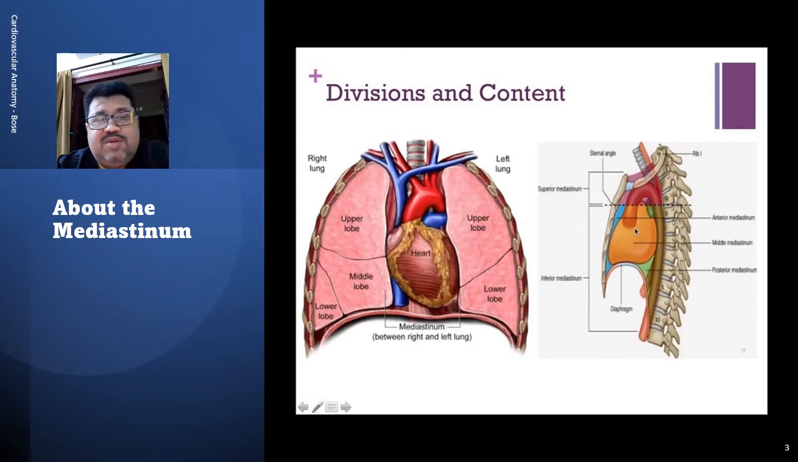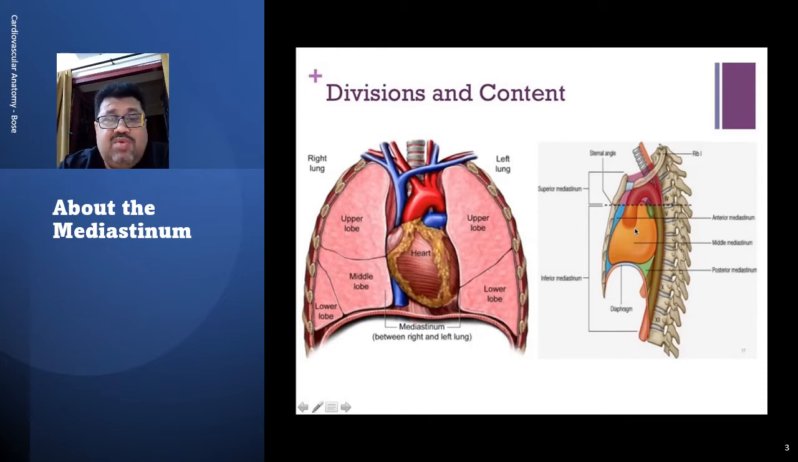The mediastinum is a division of the thoracic cavity. It lies between the right and left pleura of the lungs and near the median sagittal plane of the chest. From an anteroposterior perspective, it extends from the sternum in front to the vertebral column behind and contains all the structures which we call the thoracic viscera, except for the lungs.